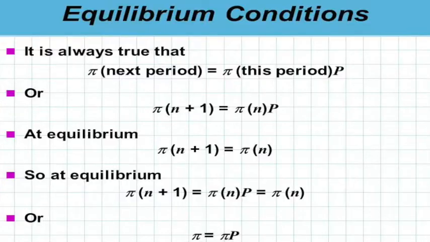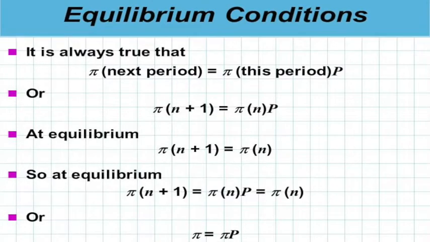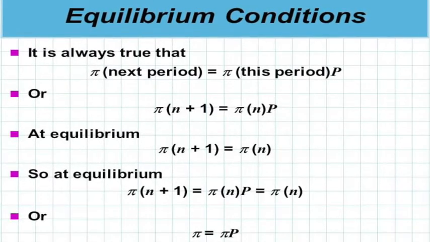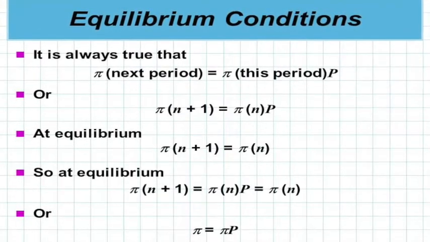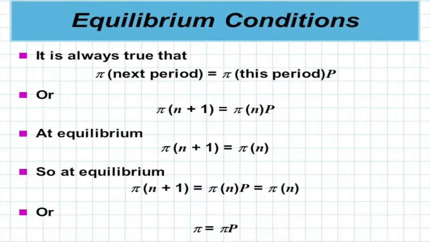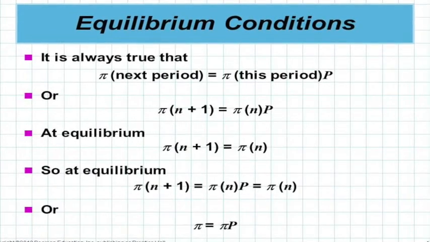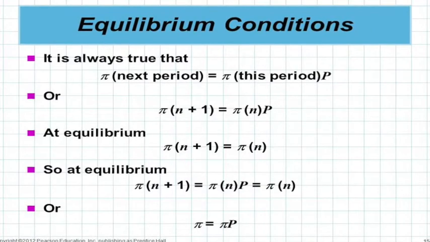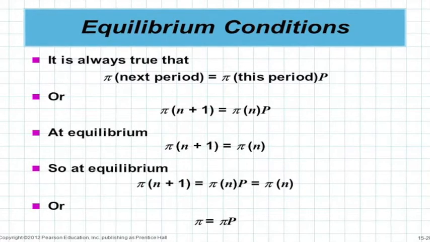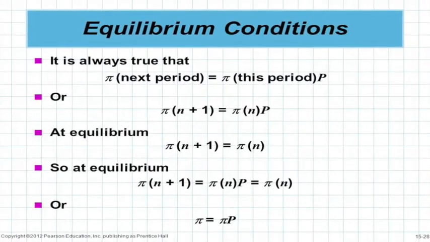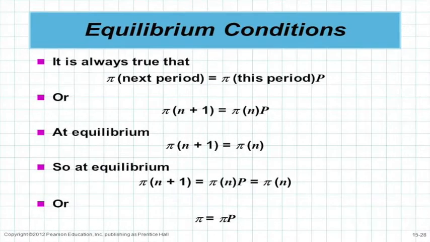Now talking about the equilibrium conditions. First, it is always true that P next period equals P this period multiplied by P, or Pn plus 1 equals Pn times P. At equilibrium, Pn plus 1 equals Pn. So at equilibrium, Pn plus 1 equals Pn, or the simple formula, P equals P multiplied by P.